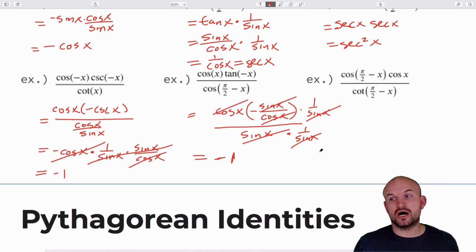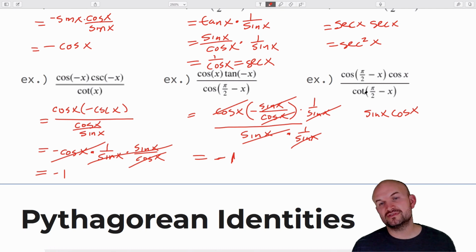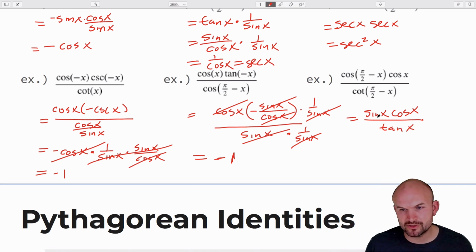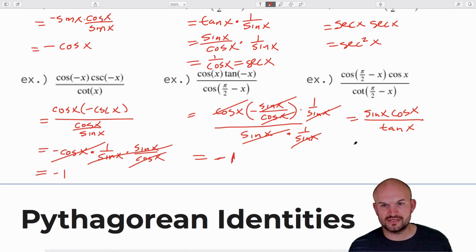All right, on to our last example here. We have cosine of pi halves minus x. That's going to equal a secant of, not a secant of x. What am I doing? When you apply transformations, cosine's only going to look like sine. Okay? And then we have that times cosine. Then, be careful here, let's rewrite this as tangent of x. Then instead of dividing by tangent, we can multiply by the reciprocal, which would be cotangent.